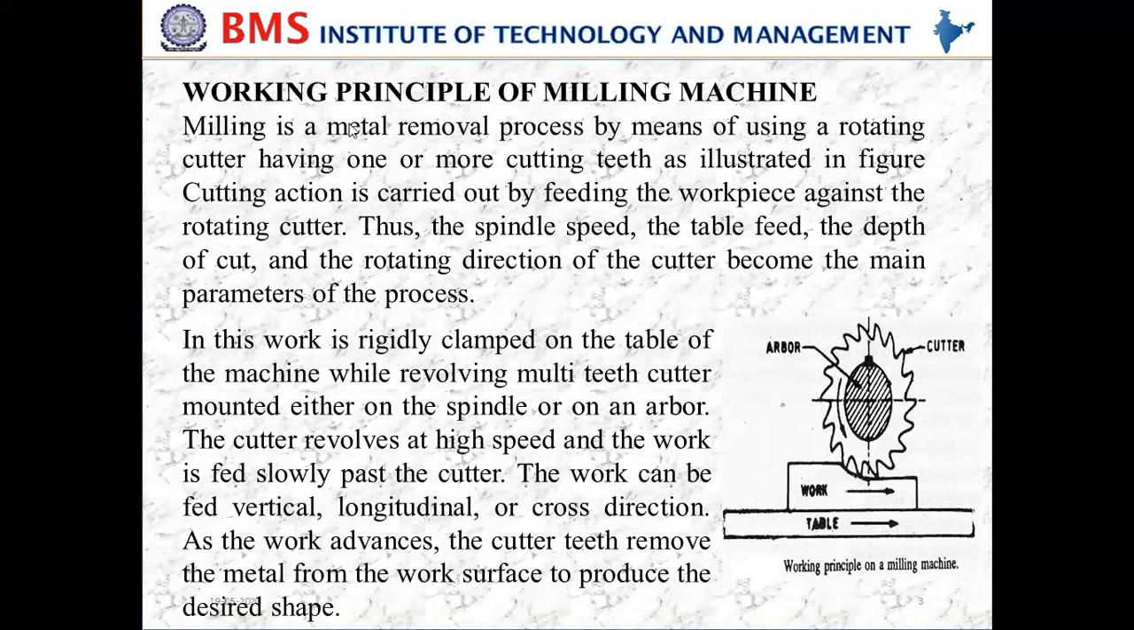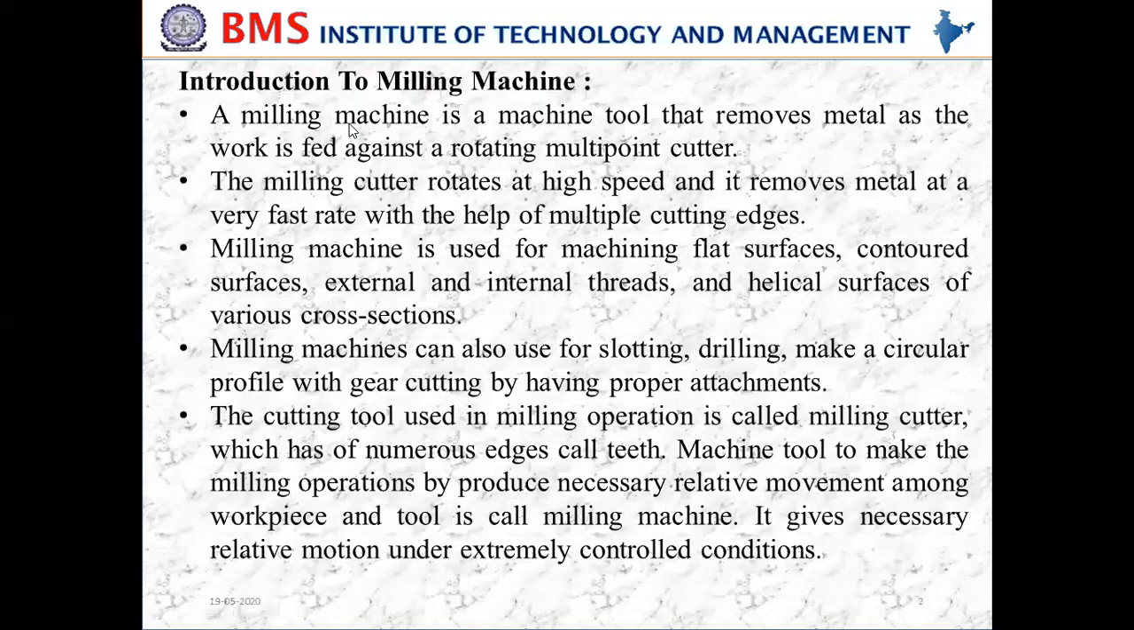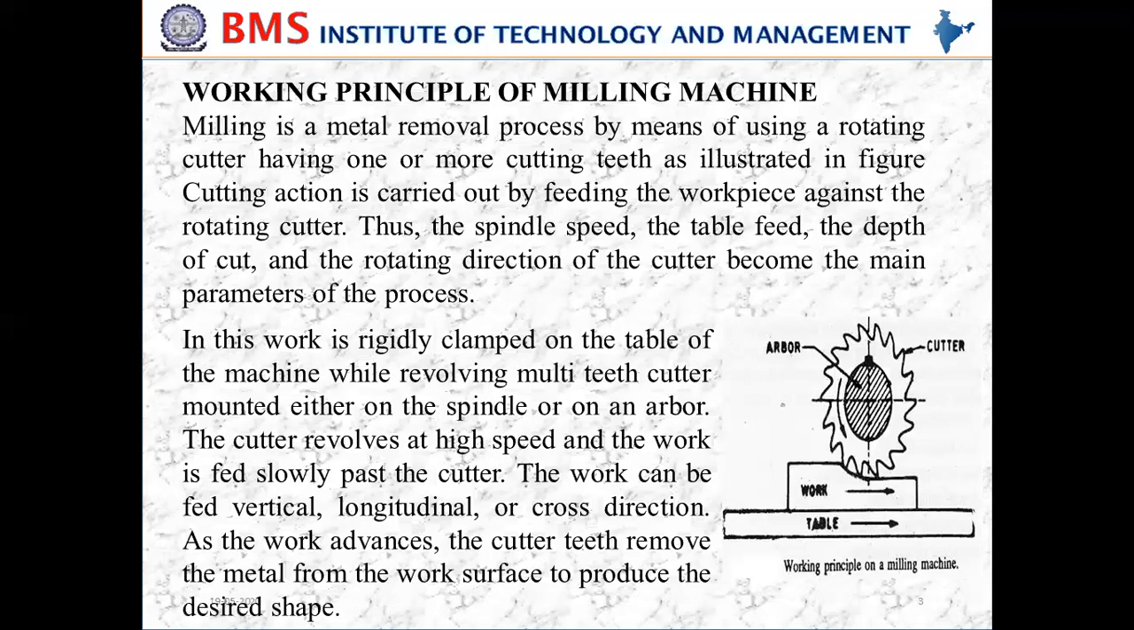In this process, the work is rigidly clamped on the table of the machine, while a revolving multi-teeth cutter is mounted either on the spindle or on an arbor. This cutter revolves at high speeds, and the work is fed slowly past the cutter. The work can be fed in vertical, longitudinal, or cross directions. As the work advances, the cutter teeth remove metal from the work surface to produce the desired shape.